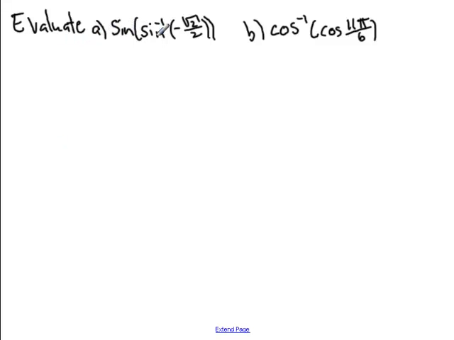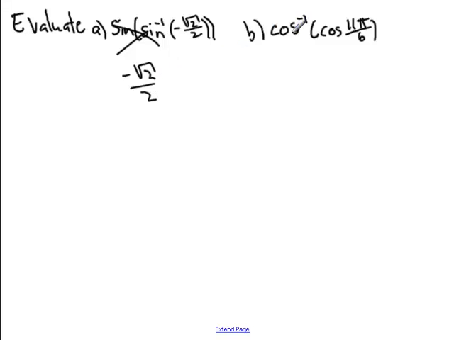Evaluate the sine of the inverse sine of negative square root of 2 over 2. B. Inverse cosine of cosine 11 pi over 6. For A, notice that the trig function is on the outside, the inverse trig function is on the inside. I know that this is something to memorize, but there's a benefit to memorizing. It's very easy. The answer is equal to negative square root of 2 over 2.